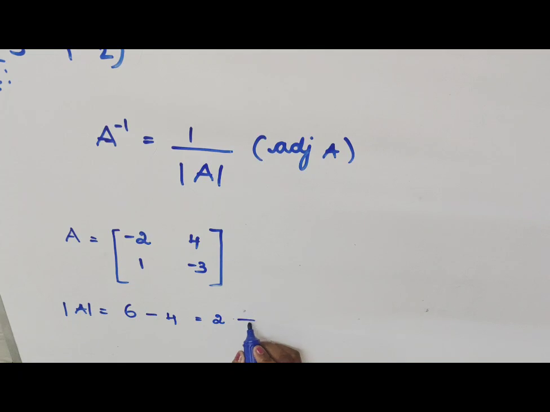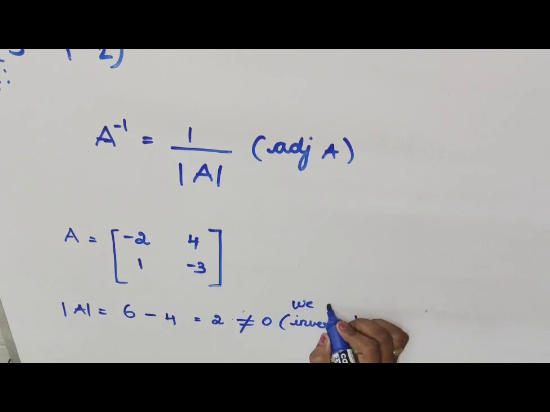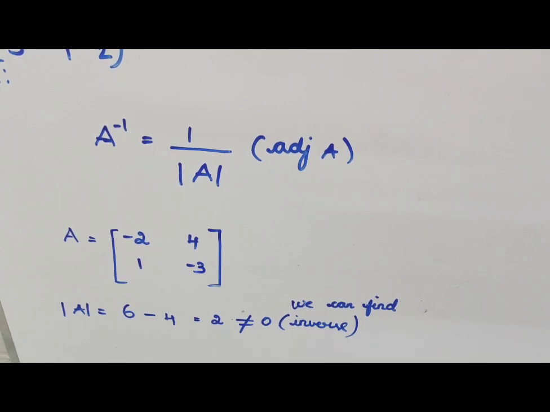If this determinant value is not equal to 0, then we can find the inverse. That is, the inverse exists.